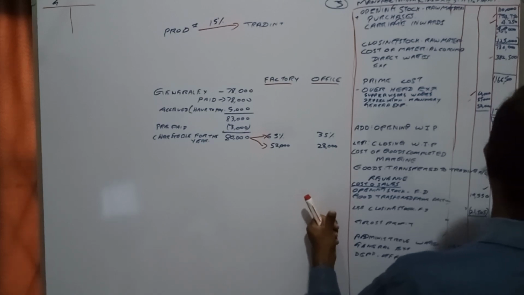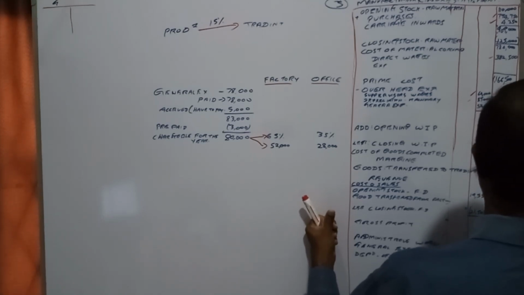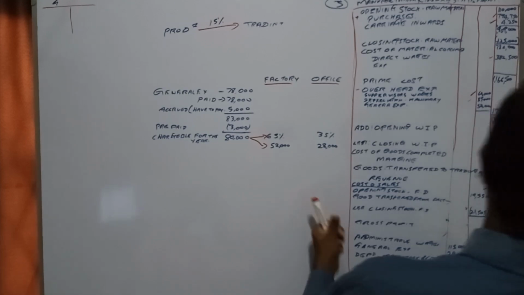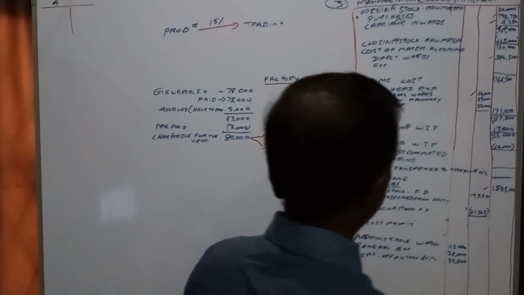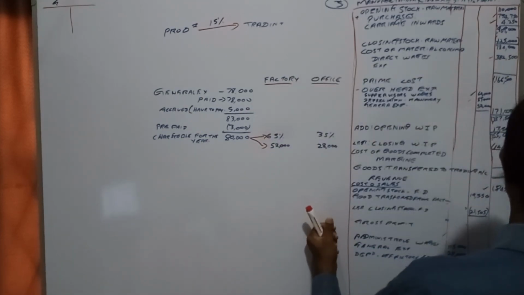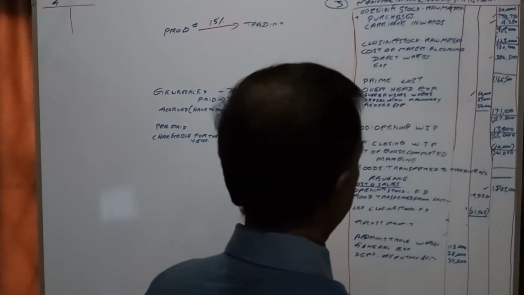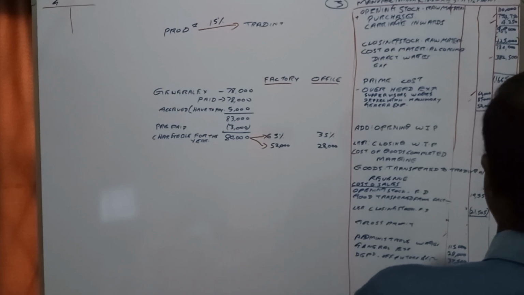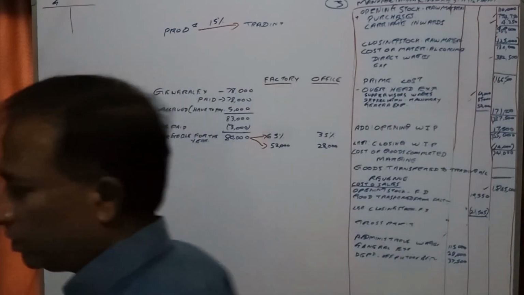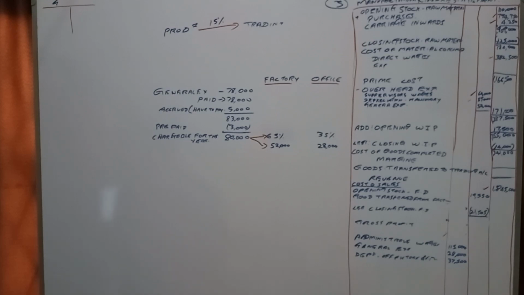1,355,500, right? From that 14,000 you had to deduct it, right? 1,341,000. Cost is 1,341,000, right?